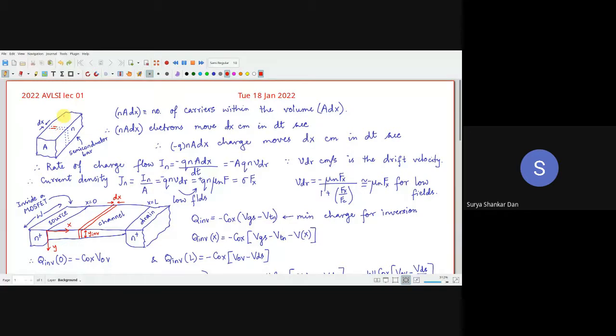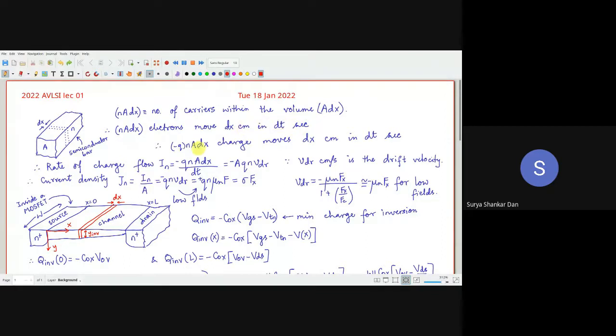It is moving through a distance of dx centimeters. I'm putting centimeters, but it's not necessary; you can put meters, angstrom, whatever. Centimeters simply indicates the unit of length. Then it is moving a distance of dx in length scale in dt seconds, where seconds is the time scale.